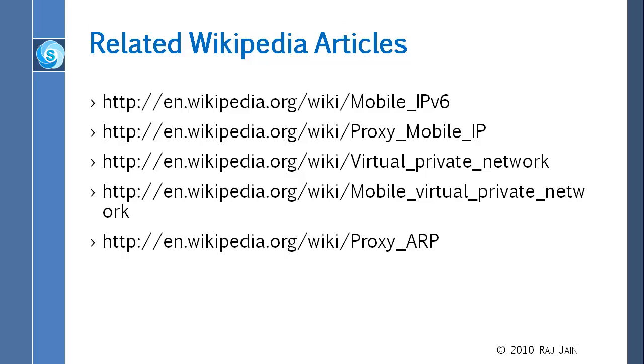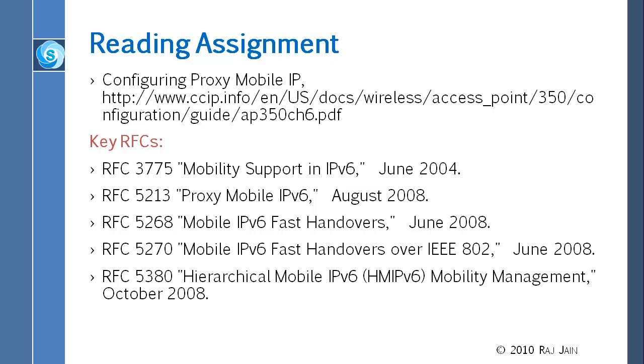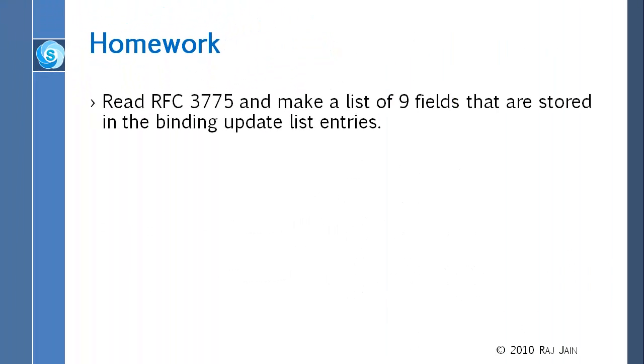Actually, these 3 are in addition, but not really required here. But there is mobile VPN, VPN, and proxy app. So anyway, these 2 you might want to read, proxy mobile IP and IPv6 there. There is a document that I found on the net from Cisco. It's called Configuring Proxy Mobile IP. So Cisco implements it obviously, and this document was really readable. And the Proxy Mobile IP slide came from there. These are the RFCs: mobility support in IPv6, Proxy Mobile IP, fast handover, Hierarchical Mobile IP.